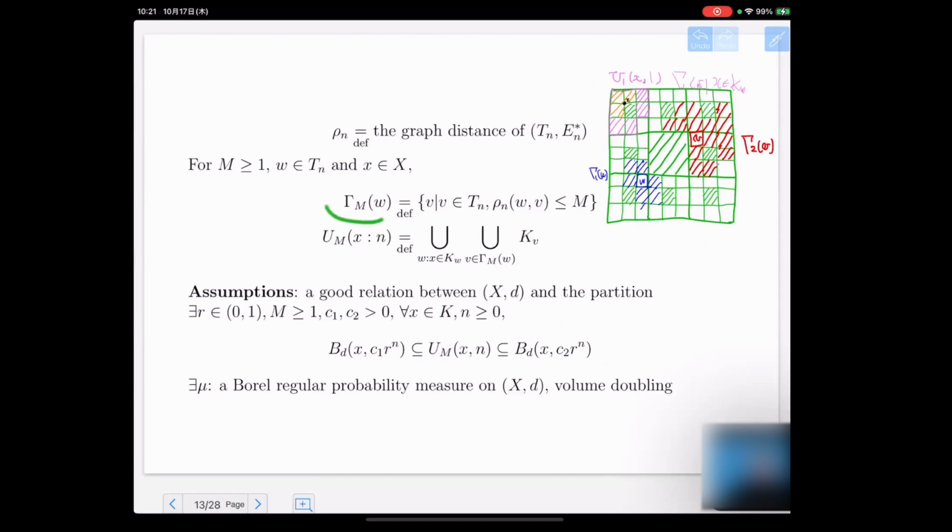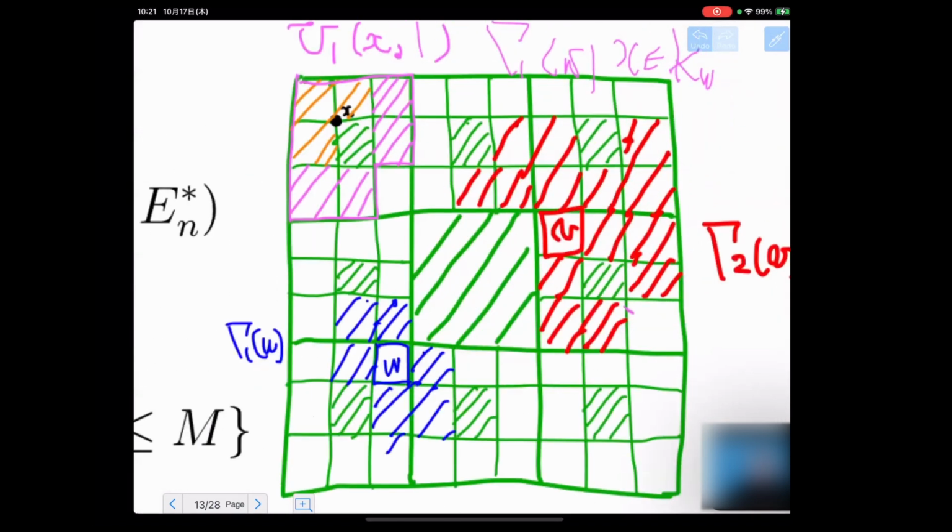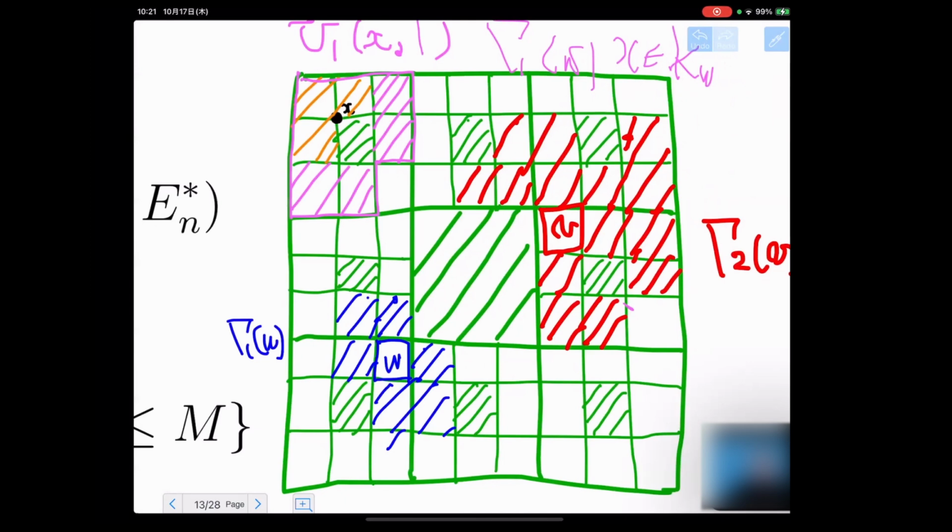And this Gamma_M(W) is the M-neighborhood of W, okay? Let me explain in the case of the Sierpinski carpet, at this level. Okay, this is W. Then the one neighborhood is these pieces, okay? And the 2 neighborhood is the pieces which can reach W in 2 steps. This piece actually has an intersection here. So this is 1 step and 2 steps, okay? And this red region is the 2 neighborhood.